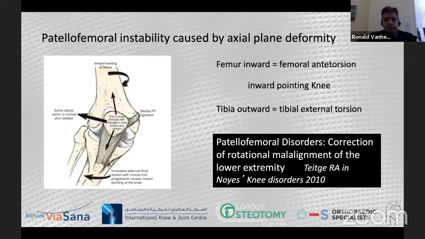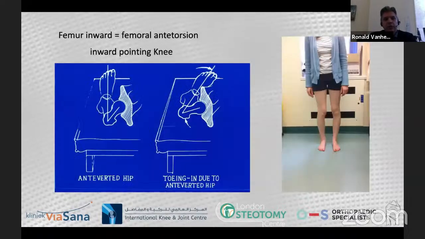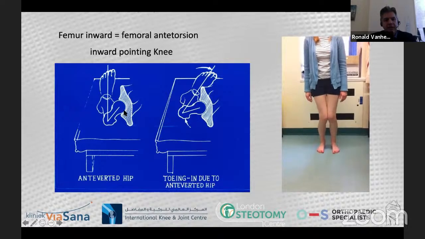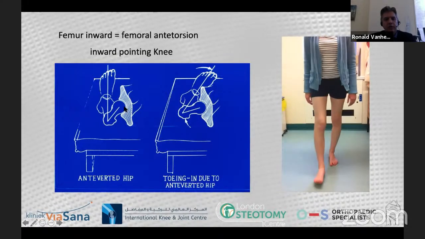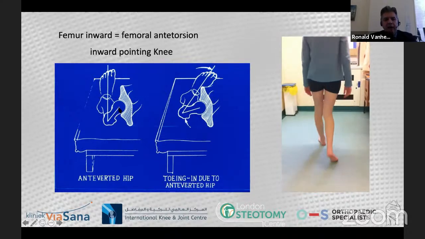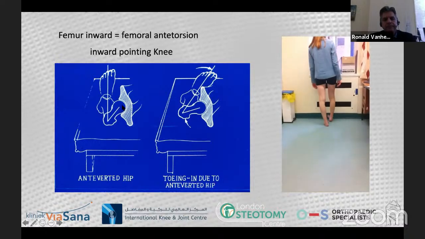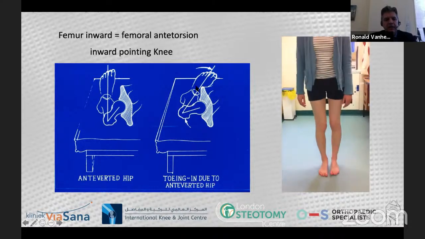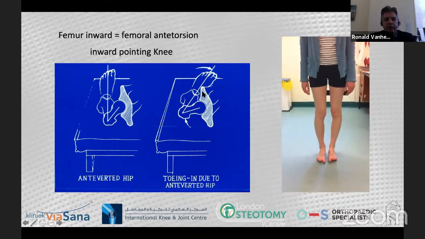Now, how does this work? Femoral anteversion and the inward pointing knee. Well, the hip just wants to have a position of 15 degrees anteversion when you walk and during stance. So if you have an anteverted hip, like in the patient walking over there, the hip wants to rotate backwards, and by that, the knee points inwards. And that's just the case in all these patients.